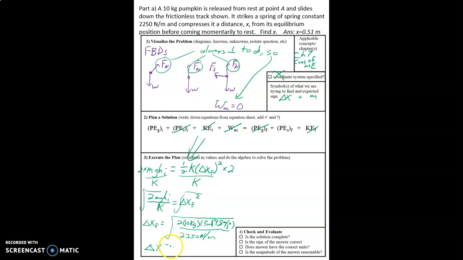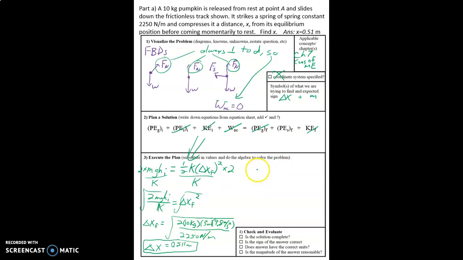Alright, now we plug this in for delta x. Grab the calculator, check on this, make sure I'm doing this right. 2 times 10 times 3 times 9.8 divided by 2250. Take the square root of that whole thing. Get 0.511 meters. Alright, and that is what the answer is up there as well. But make sure you're able to do this calculation.